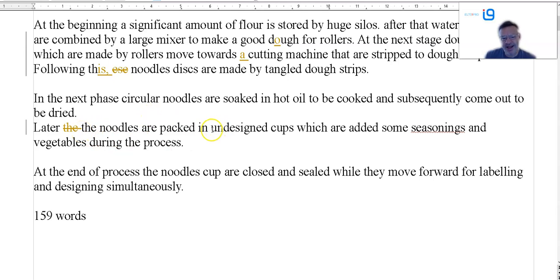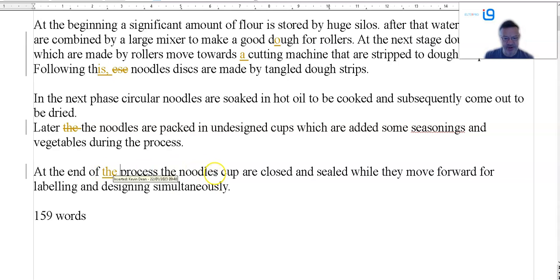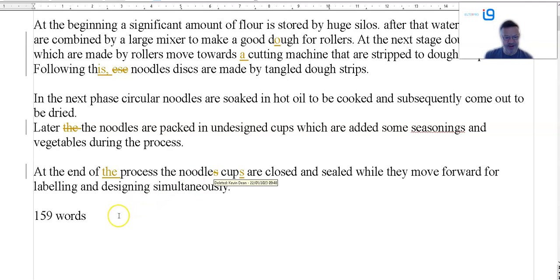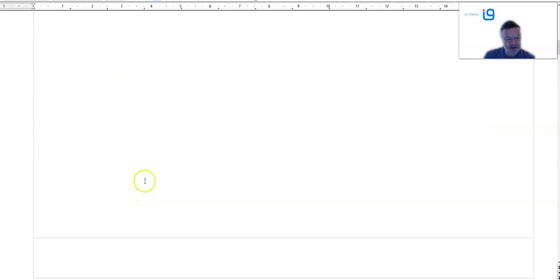Now, how can you have an undesigned cup? You mean unlabeled cup? Packed in undesigned cups into which some seasonings and vegetables are added during the process. So that needs a word order change. At the end of the process, the noodle cups are closed and sealed while we move forward for labeling and designing simultaneously. I'm not sure if you've got the correct usage of designing. So we've got some grammar here, got some vocab. Not too bad, but still, there's a few things that we could change here.